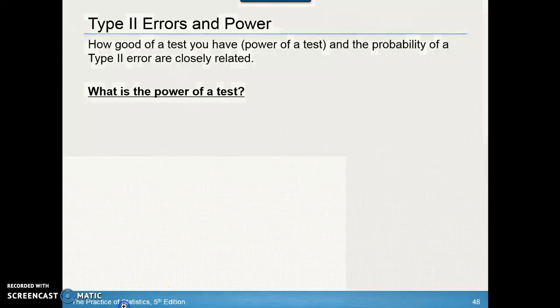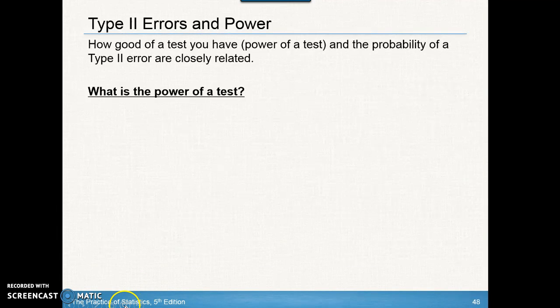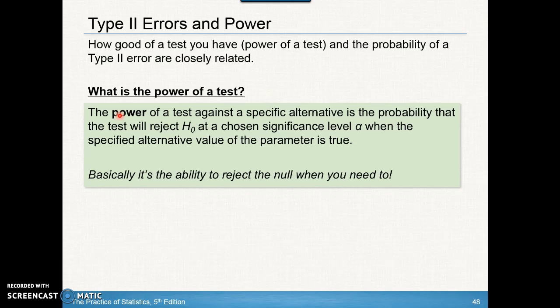Okay, so the last thing that we're going to discuss in this section is the power of the test. All right, so what exactly is the power of a test? So how good of a test you have, the power of the test, and the probability of a type 2 error are related. So basically, the power of the test is the ability to reject the null when we need to. Okay, so let's just take a minute and think about how the power of a test and the probability of a type 2 error are related.